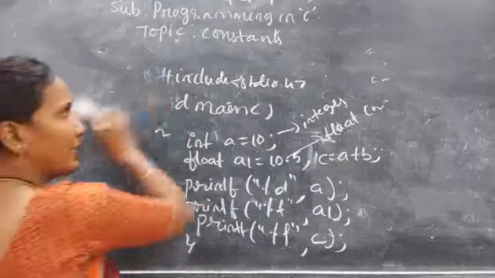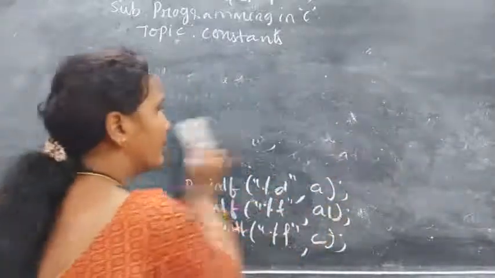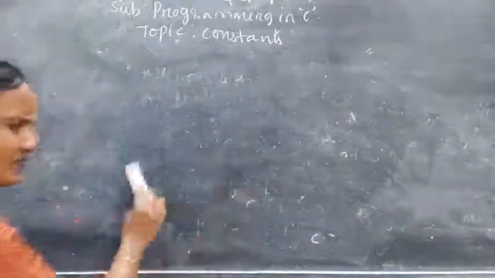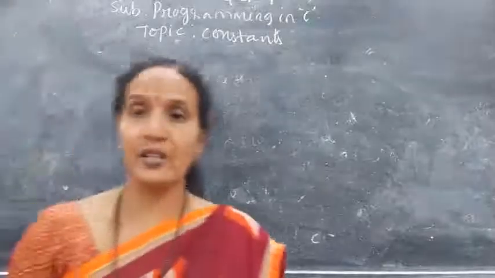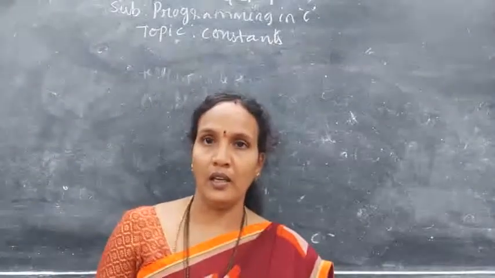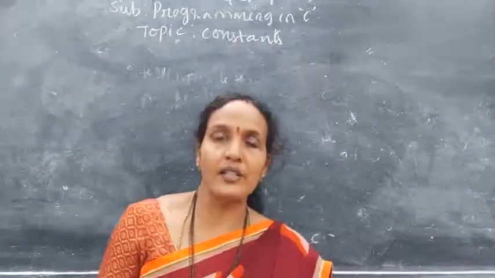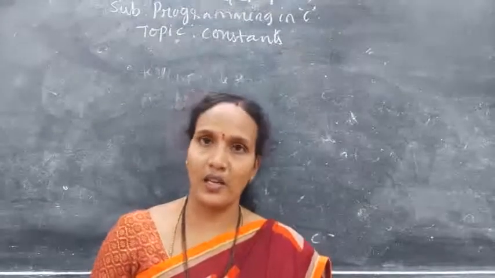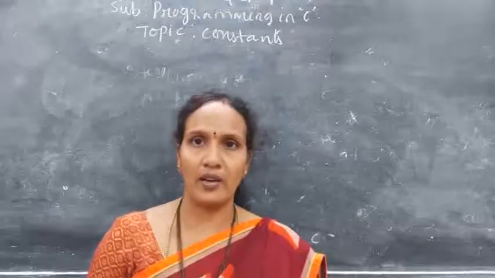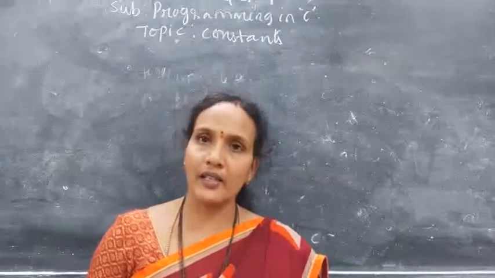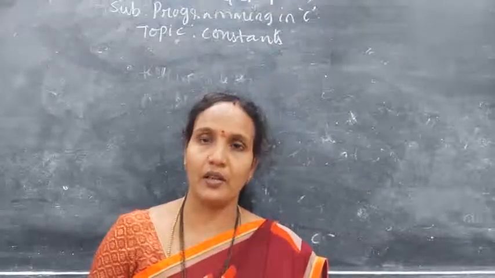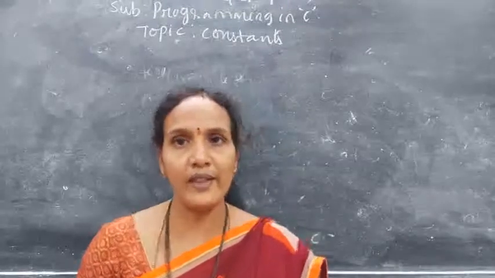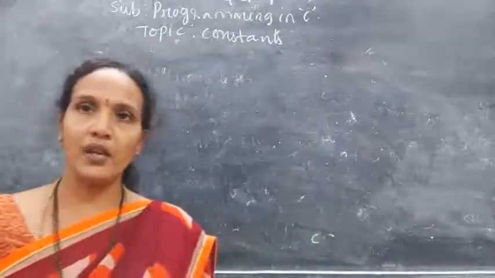Now we'll discuss non-numeric constants. Non-numeric means the constants which are holding non-numeric values, meaning not numbers, like a character or string. Such constants are called non-numeric constants. Under this category there are two types of non-numeric: the first one is character and the second one is string.